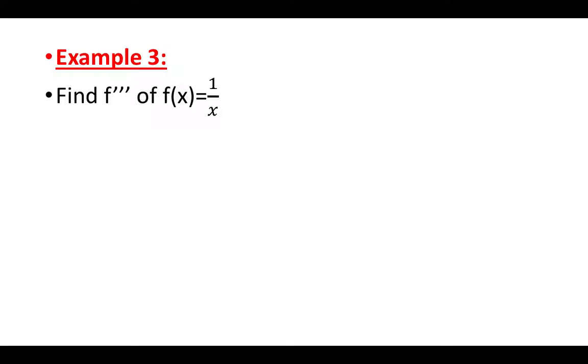In example 3, I want you to find f triple prime, or the third derivative of f of x equals 1 over x. So remember, whenever you have 1 all over some variable number, you always want to bring the variable up into the numerator position by making its exponent negative, and then we can use the power rule.